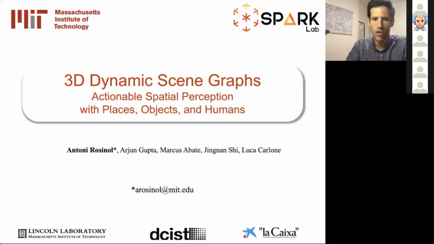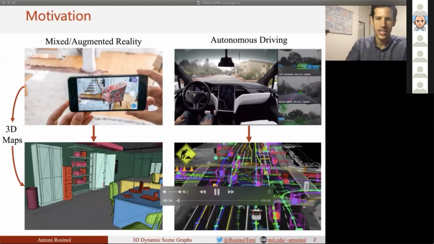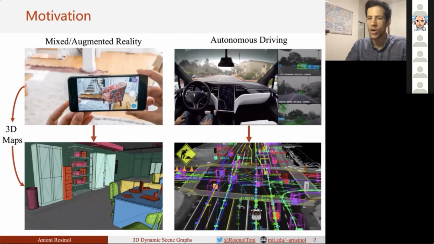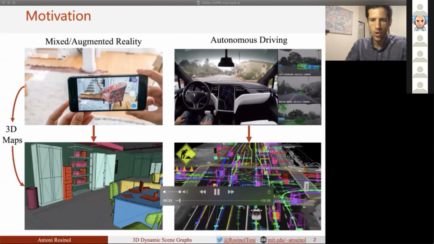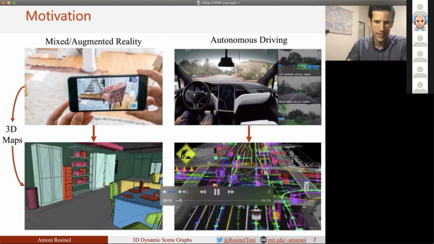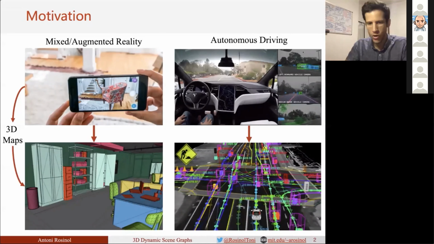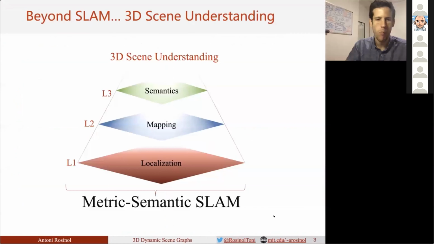Representation of scenes for actionable spatial perception. In many applications, such as mixed, augmented reality, or autonomous driving, it is important to have a 3D map of the environment that ideally goes beyond the geometry of the scene by semantically labeling the objects. This is important for high-level understanding, such as in safety-critical applications like self-driving cars, where you want to avoid pedestrians or other cars. Ultimately, we want robots to be able to navigate in indoor environments, potentially interacting with humans.